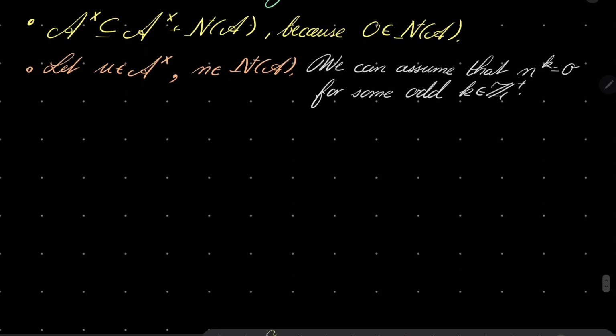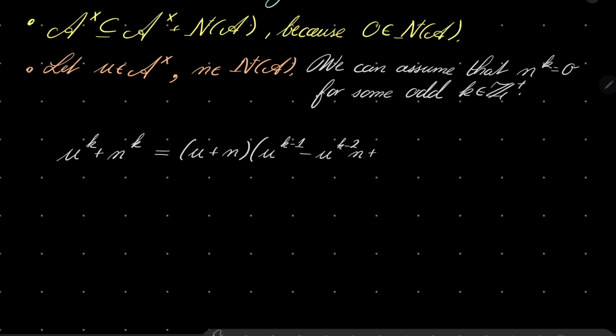Alright, and now let's notice the following. u to the power of k plus n to the power of k. Since our ring is commutative, we can make this well-known factorization. It's the same as u plus n times u to the power k minus 1, minus u to the power k minus 2 times n, plus u to the power k minus 3 times n squared, and so on, alternating between pluses and minuses, in the end, minus u n to the k minus 2 plus n to the k minus 1. This only works because we assume that our ring is commutative.